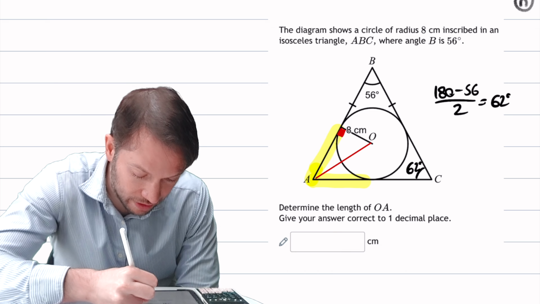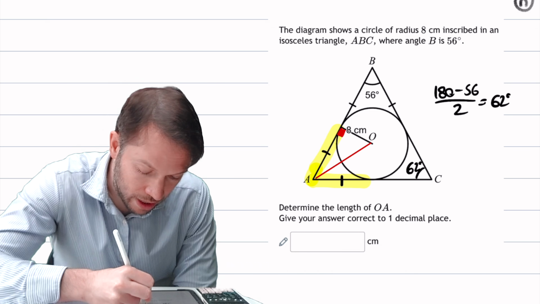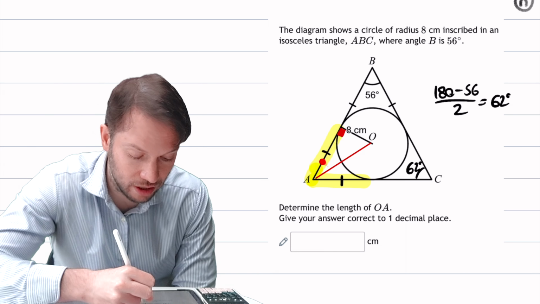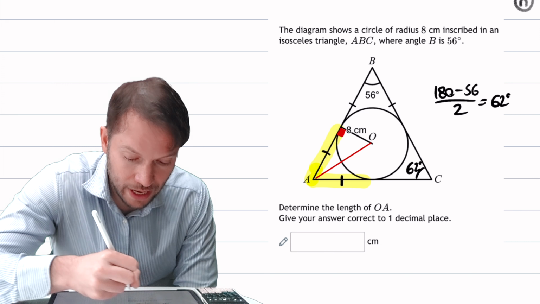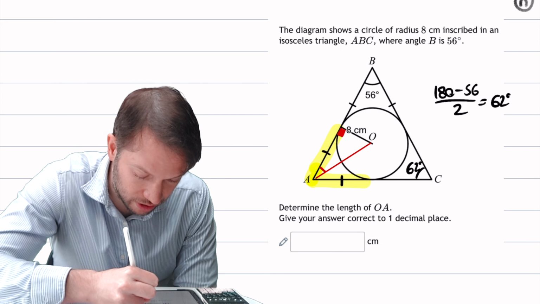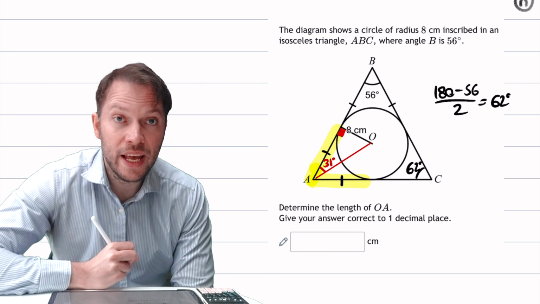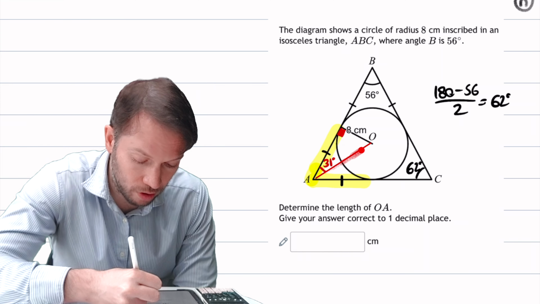So that means that this length is equal to this one. And that means that this angle here is going to be exactly cut in half. So if that's 62, this is also 62 because it's isosceles. And then if we halve it, that means that this angle is going to be half of 62, which is 31 degrees. And now we've got everything we need to work out the length of this line OA.